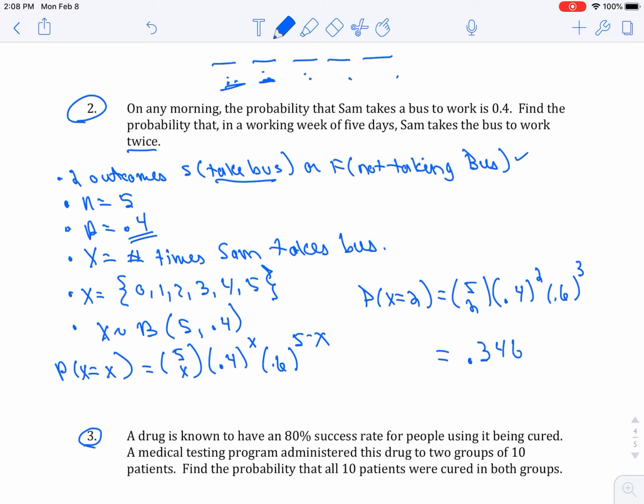0.346. So that's it for today, and like I said, we'll talk about question 3 tomorrow.